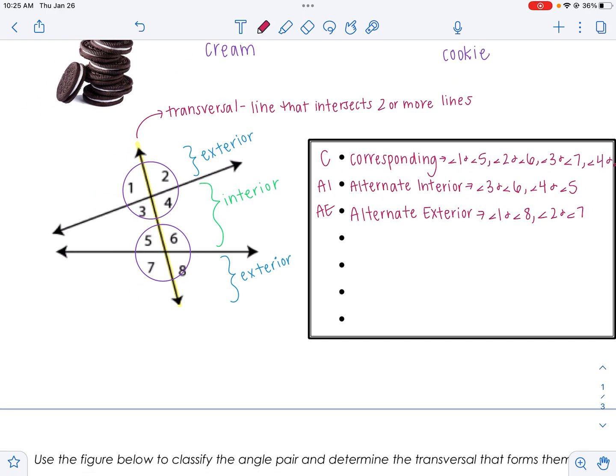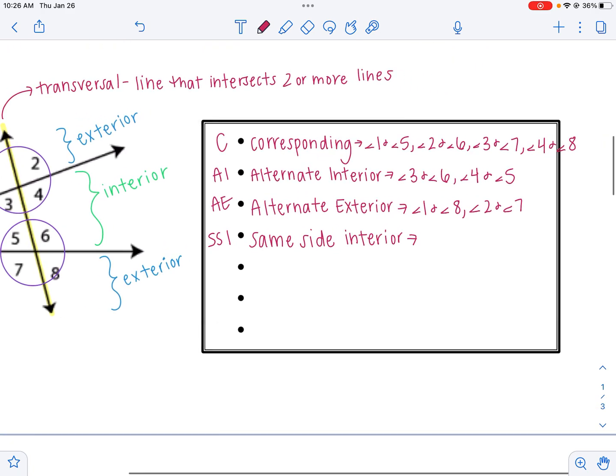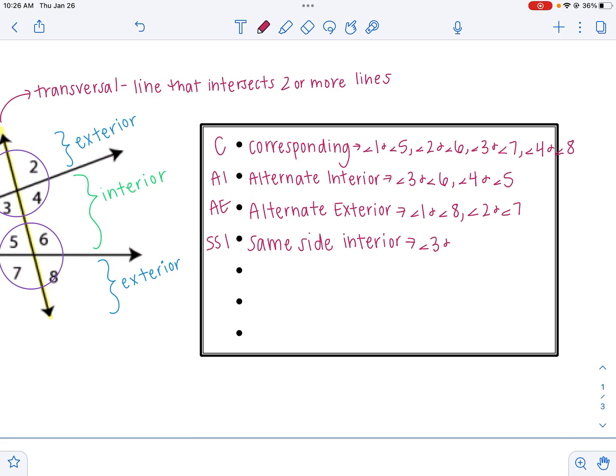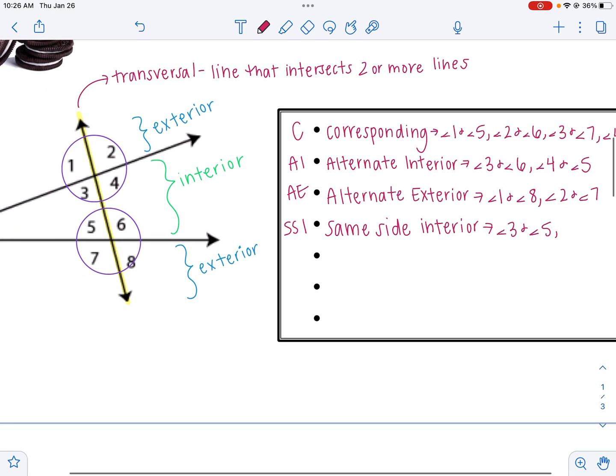Okay, there's alternate interior, but then there's also what's called same side interior, and some people refer to this as consecutive interior. Consecutive interior, same side interior, same thing. I like the word same side interior. I just feel like it flows a little bit better, or SSI for short. Same side interior would be like 3 and 5. Same side, but remember we're picking one from each set. So 3 and 5. Or 4 and 6.